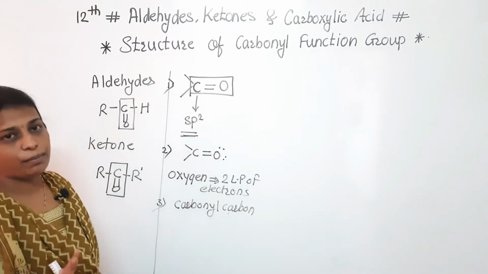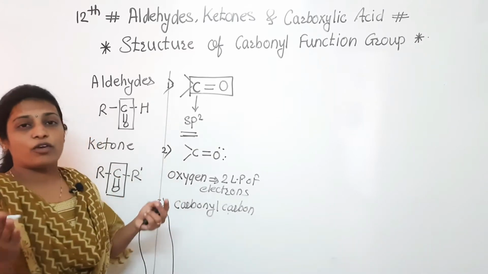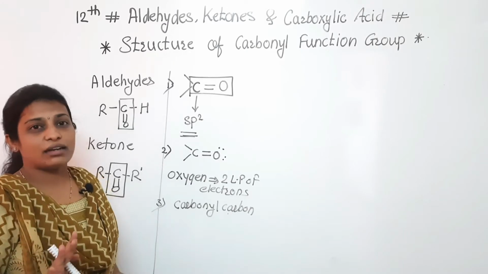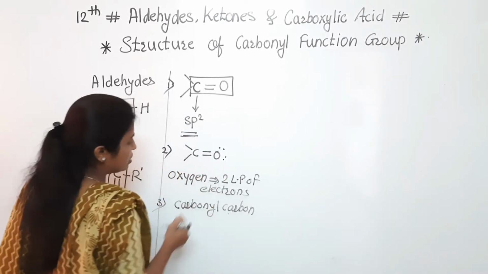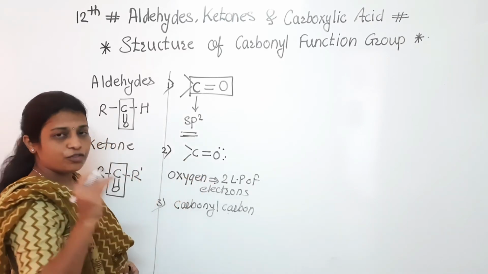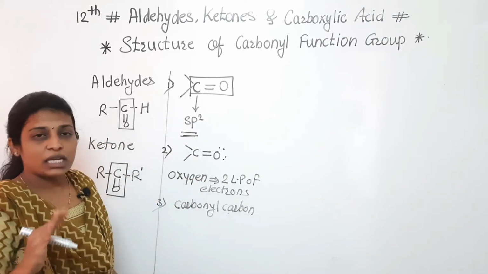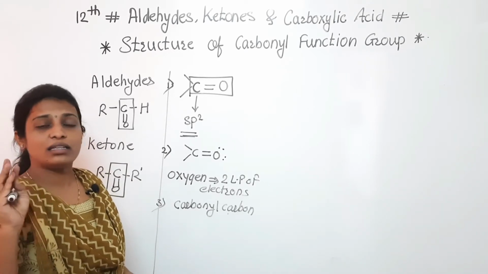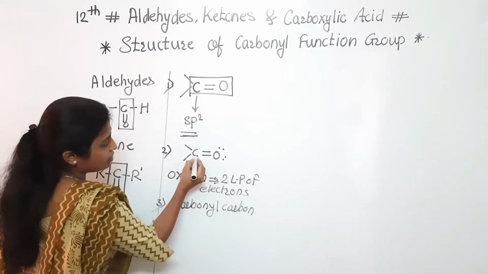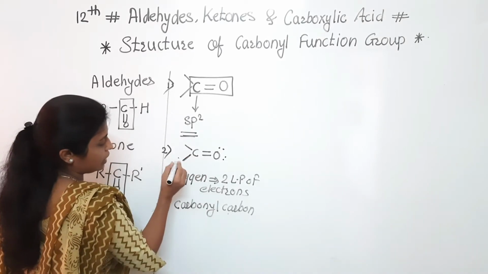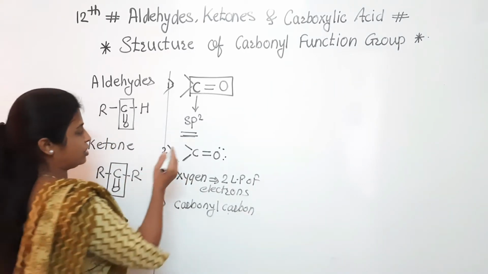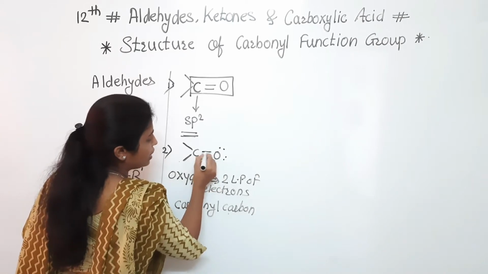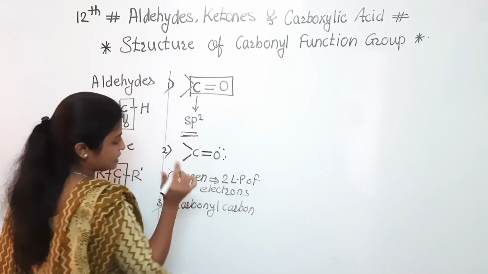I think everyone knows what is meant by a sigma bond and a pi bond. Once again, a sigma bond is formed by axial overlapping, while a pi bond is formed by lateral overlapping. If we consider this carbonyl carbon, any single bond is always a sigma bond. If there is a double or triple bond, then other than one bond, the rest are pi bonds. Now see, this carbon forms one single bond with the alkyl group or hydrogen, another single bond, and with oxygen it forms a double bond. Out of these two bonds, one is a sigma bond.